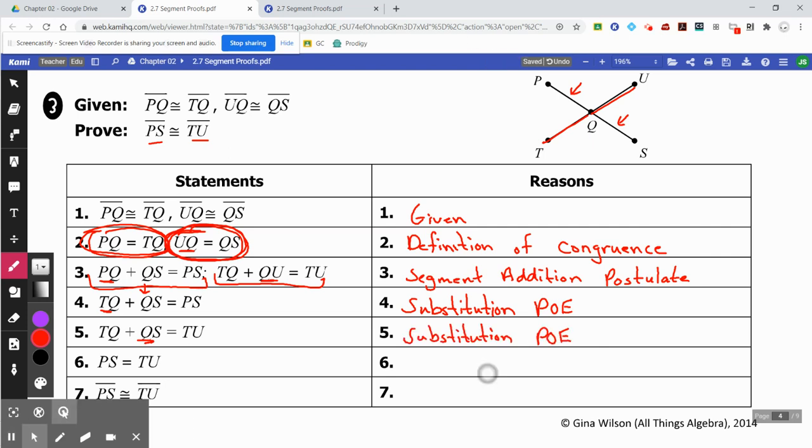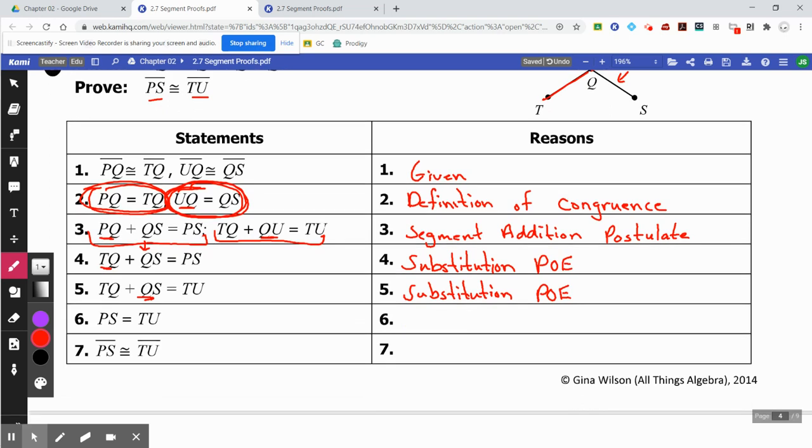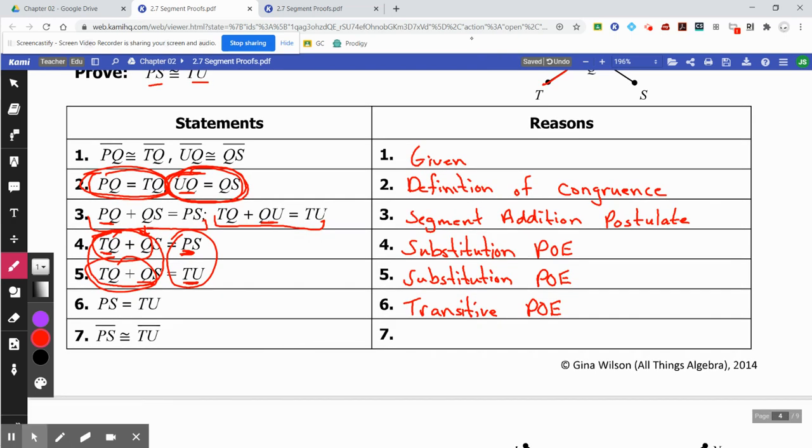Now, to me, this is a tricky way of proving this, and this is, again, going to take a little bit of practice. But since PS and TU are both equal to the same thing, that's like A is equal to B, and B is also equal to C, so therefore these two must be equal to each other. That would be your transitive property. And then finally, in the last step, we can say what we were trying to prove, that PS is congruent to TU, because if they are equal, then by the definition of congruence, that means they're also congruent.